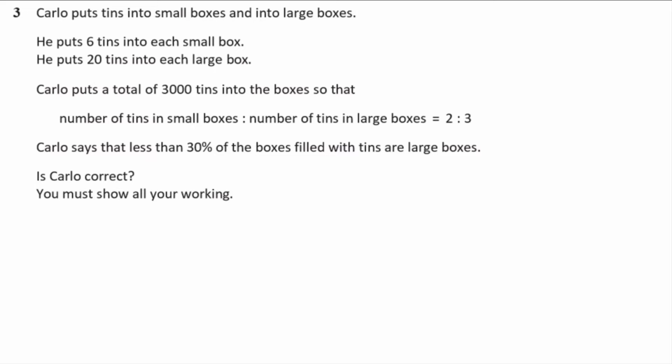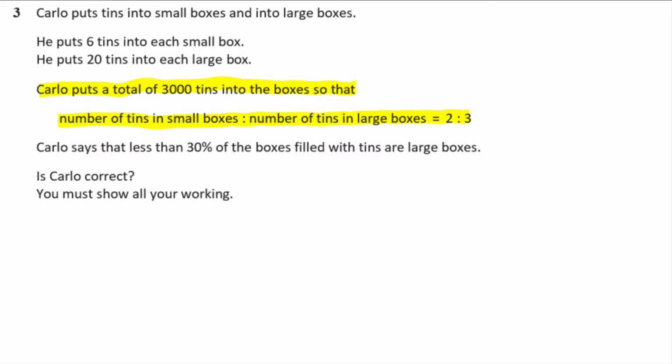Okay, so this is a little bit more complicated than it might first seem, because you've got boxes and tins, and you've got percentages and ratios about each. So we have to work through it carefully and make sure we've got everything down. I think I'm going to start with this bit. There are 3,000 tins in total, and they're in the ratio of 2 to 3, in terms of whether or not they go into large boxes or small boxes.